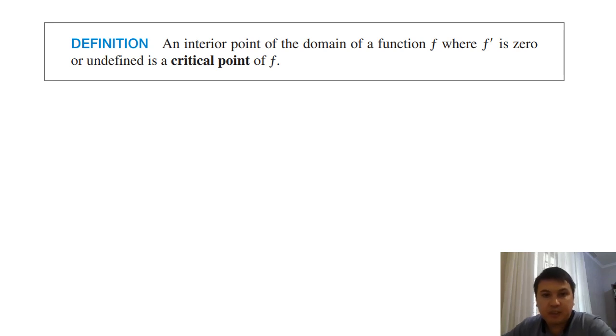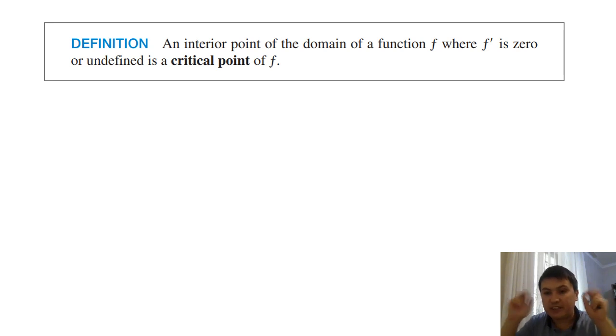So an interior point of a domain of a function f where f prime is 0 or undefined, right? It means if the derivative doesn't exist, I also need to consider it. These are the critical points. You see, I don't have to look at all my interval AB. All I have to look at is the points where my function has a 0 derivative and the points where the derivative fails to exist, right? Simply because I don't know what happens there. So I have to check it. So these are critical points.